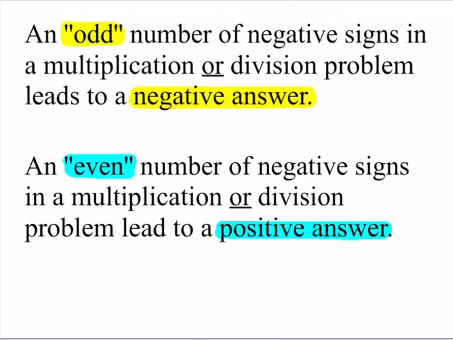And that's this. An odd number of negative signs in a multiplication or division problem leads to a negative answer. An even number of negative signs in a multiplication or division problem leads to a positive answer. And I left out my S. Leads.